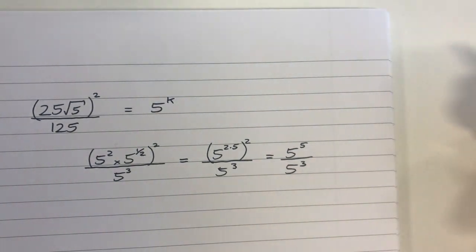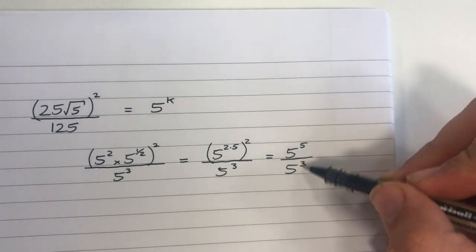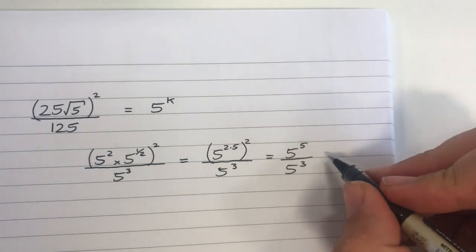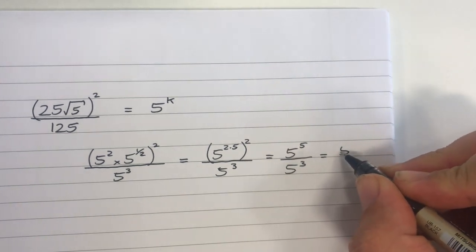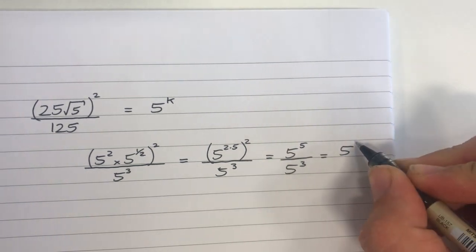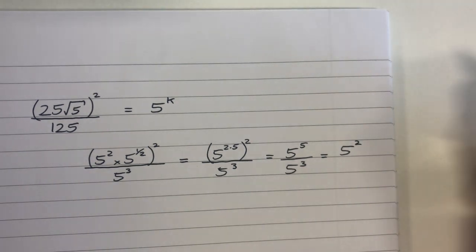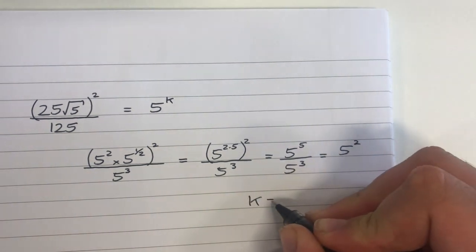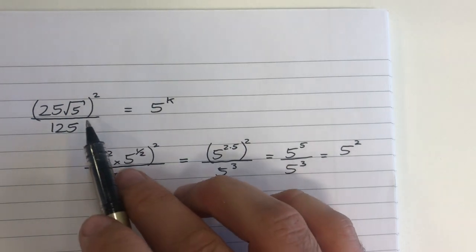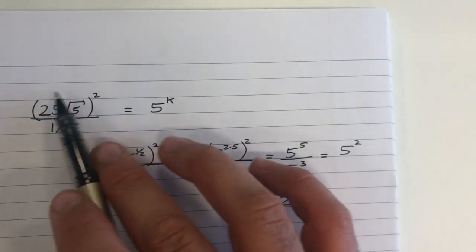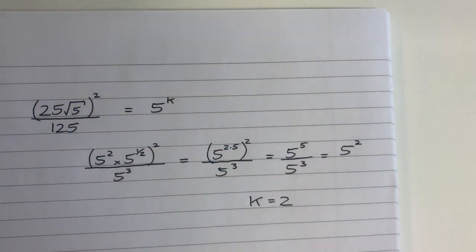And now I can apply DIM, divide indices minus. I'm dividing two indices, they've got the same base, so I can minus the powers, so that becomes 5 to the power of 5 minus 3, which is 2. So k in this case is 2, and this thing up here is equal to the number 25, which is 5 squared.